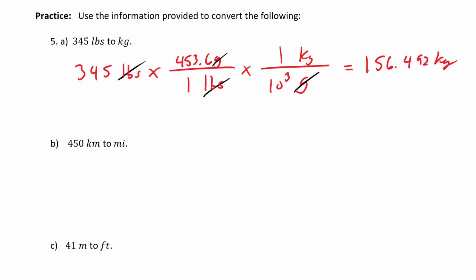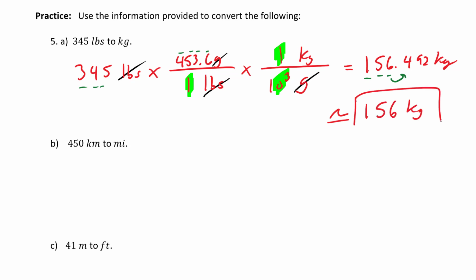Significant digits now. Exact number, exact number, exact number. I have 3 and I have 4. So I'm going to round to 3 significant digits. So this rounds off to 156 kilograms.